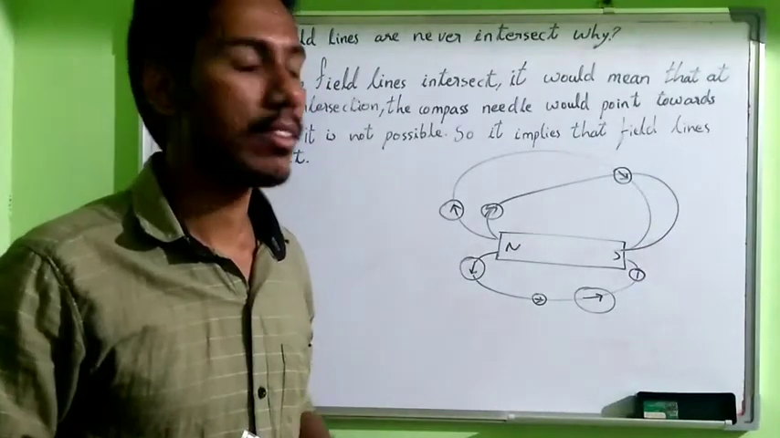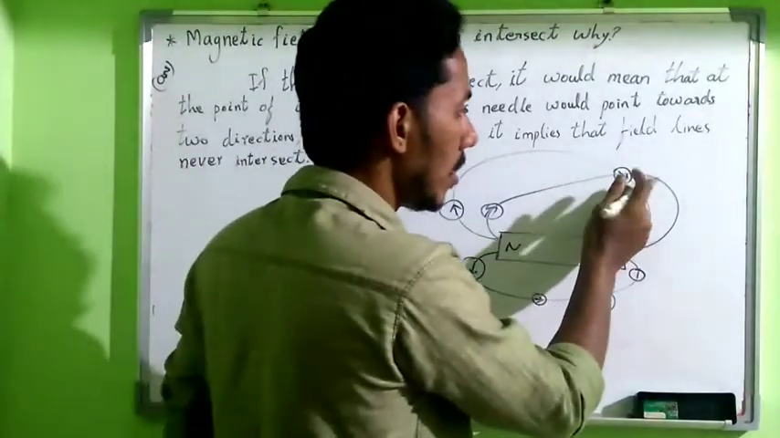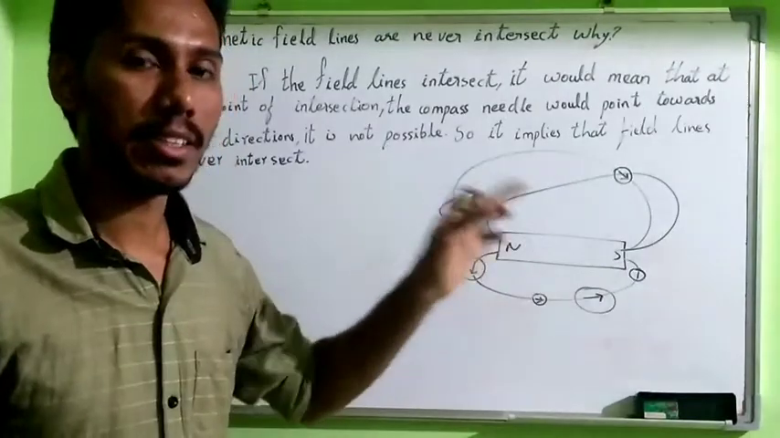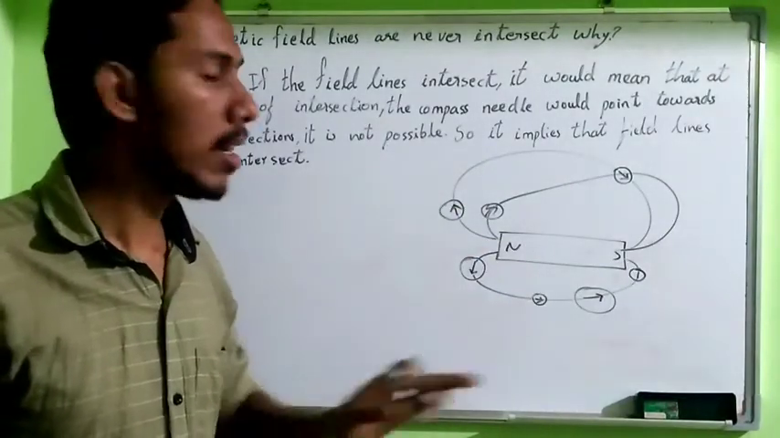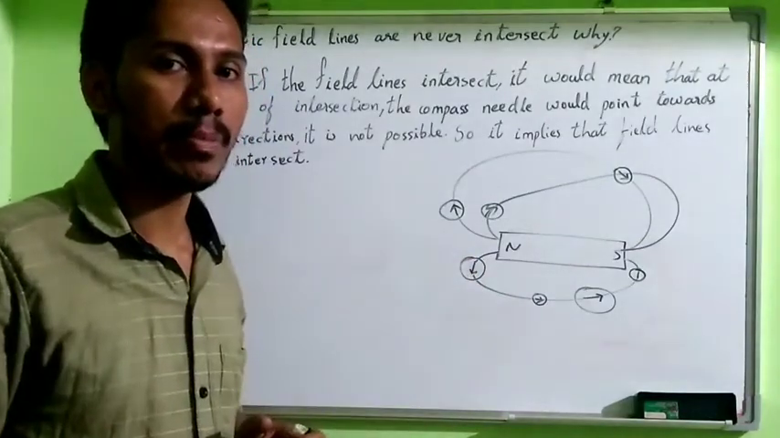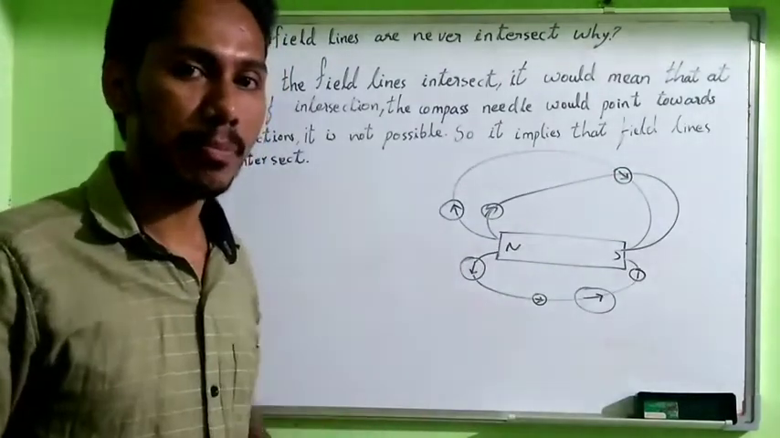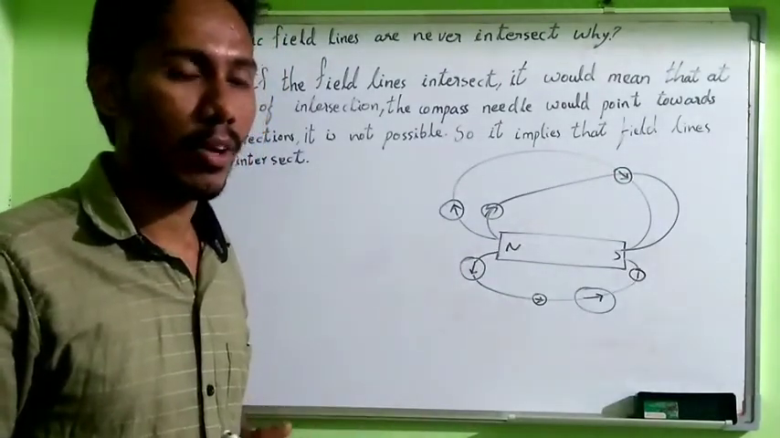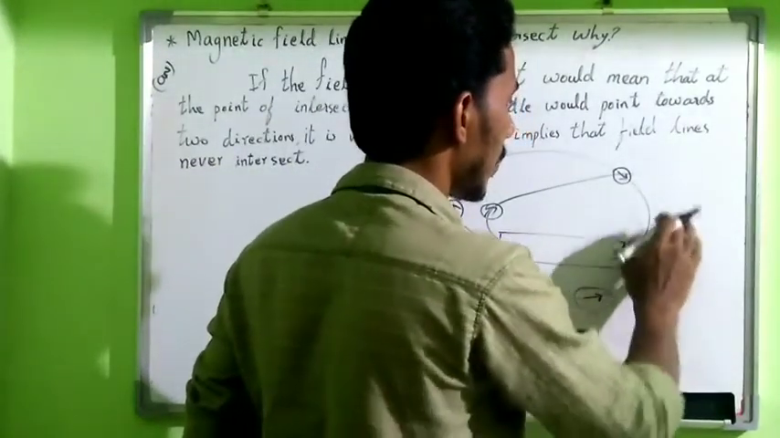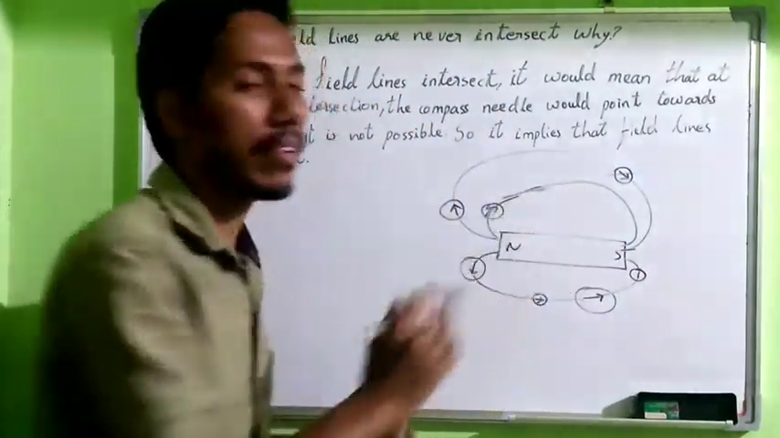It indicates that these field lines never intersect. If they intersected, then the compass needle should give two directions at that single point. Is it possible for the compass needle to align in two different directions at the same time? Is it possible? No. That is common understanding. It's not possible. It only passes like this. It never intersects.